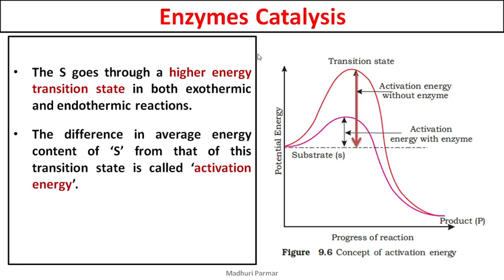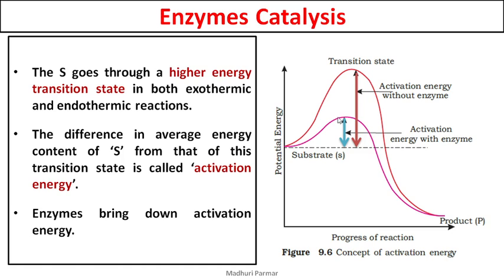The difference in average energy content of substrate and the transition state is called activation energy. This is the energy you have to give for the substrate to turn into products. So the difference of energy between transition state and the substrate is called the activation energy. Here, this is the activation energy without enzyme. And the second pink colored graph that you are seeing is the activation energy with enzyme. Can you see the difference?